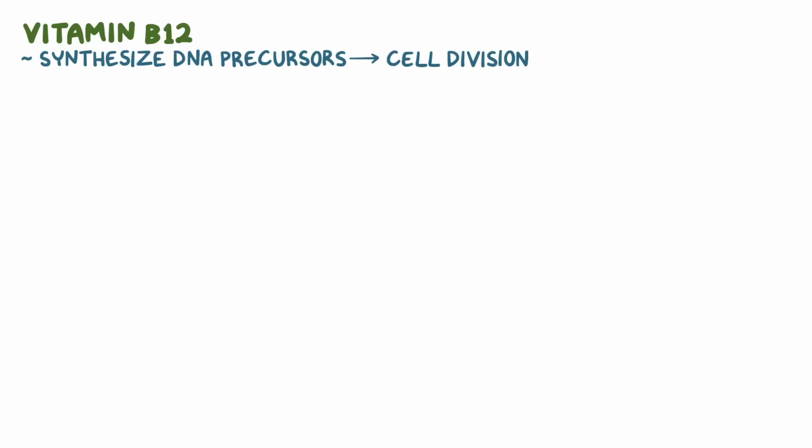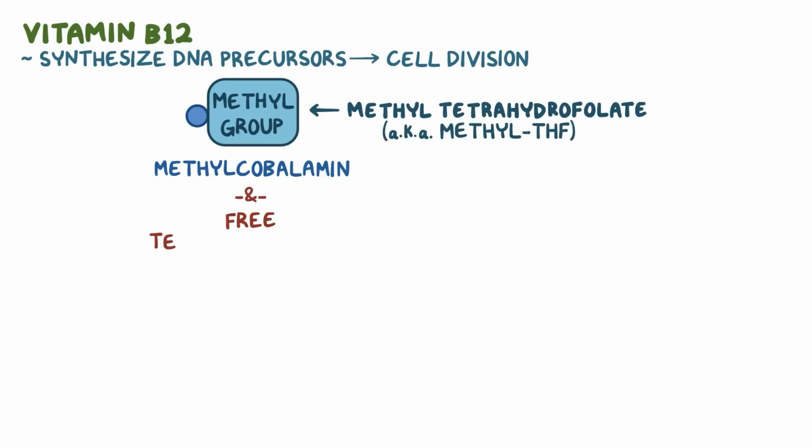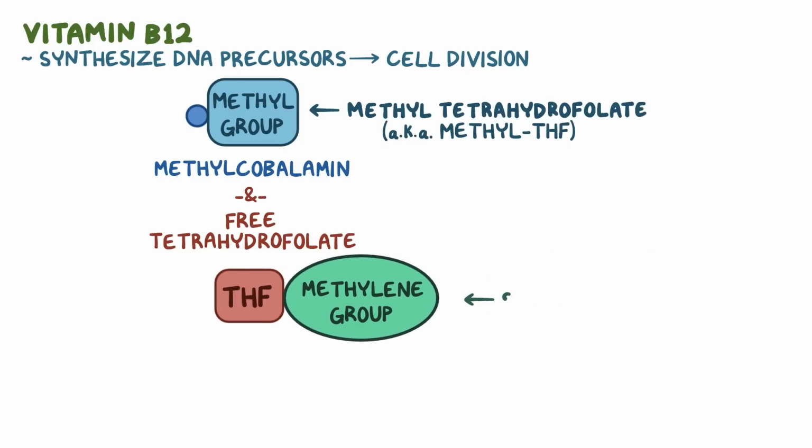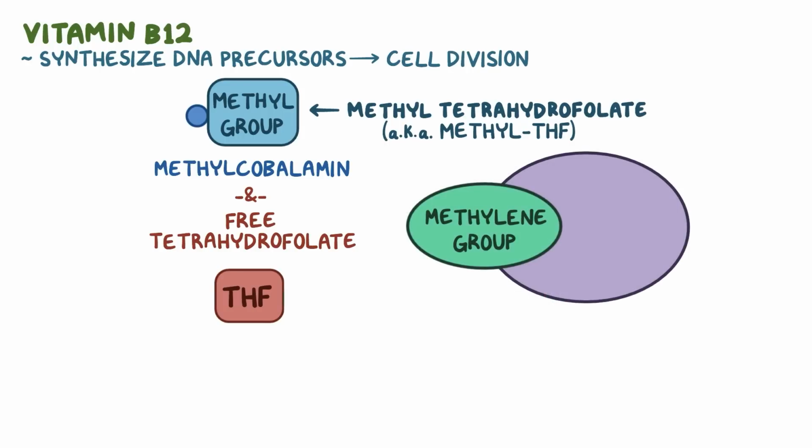B12 is used to synthesize DNA precursors, which is essential for cell division. First, vitamin B12 accepts a methyl group from methyl tetrahydrofolate, or methyl THF, making methylcobalamin and free tetrahydrofolate, or THF, in the process. THF then gets an extra methylene group from serine, an amino acid found within the cells. THF quickly transfers the methylene to a nucleotide called deoxyuridine monophosphate, or dUMP for short.